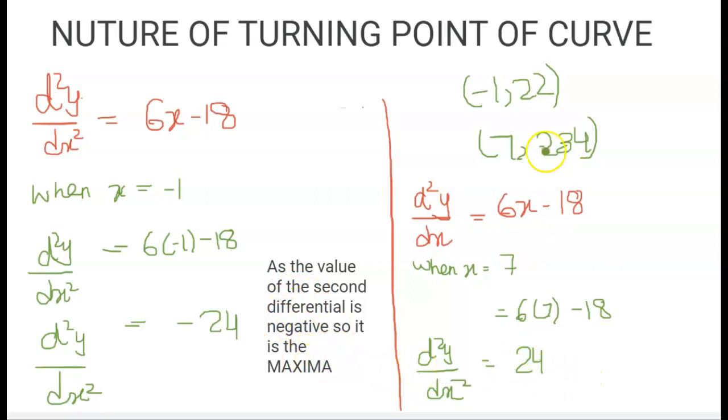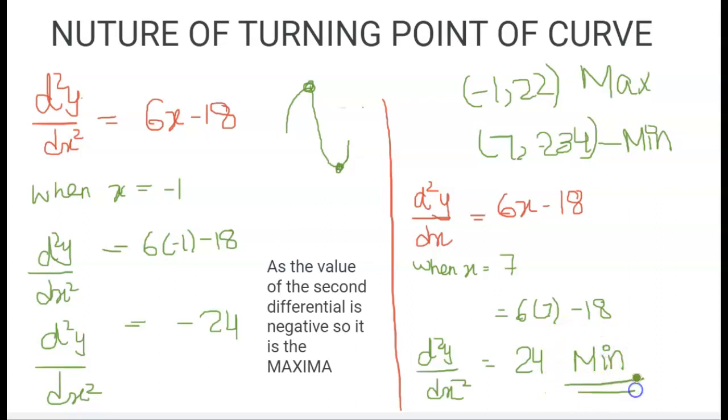So this point is going to be the minima point, and this point is the maxima point, which means when you draw the curve, this point is going to be on the top, that's the maxima, and this point is the minima. So that's how we figure out which one is minima and which one is maxima.